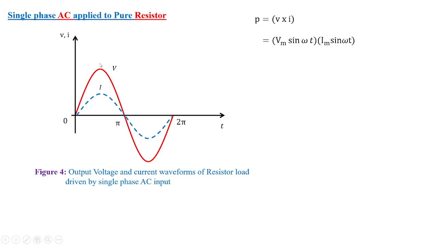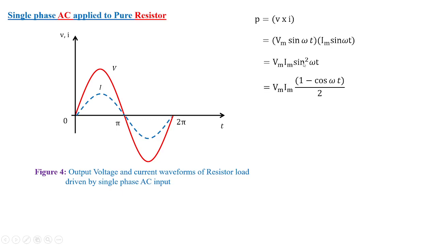Now if you calculate the power, the power is nothing but V into I. So I am substituting the instantaneous values of voltage and current. Then I'm going to get this formula, that is Vm Im sin square omega t.